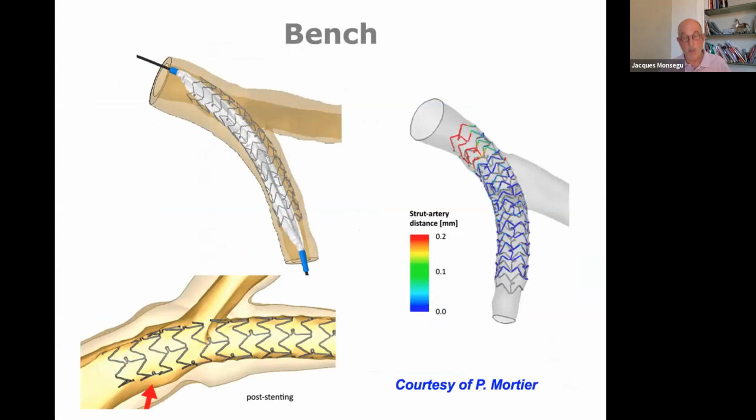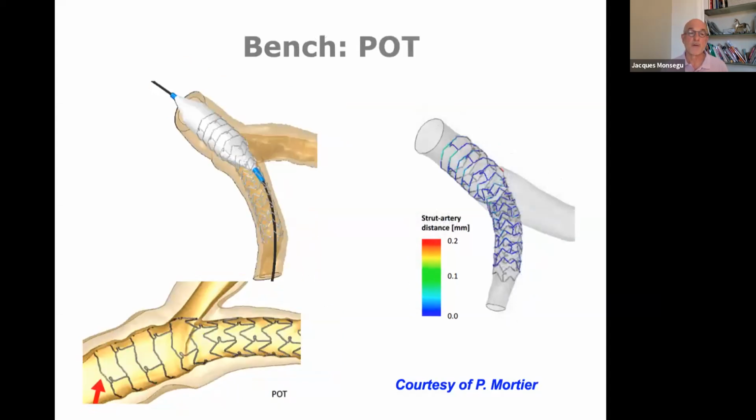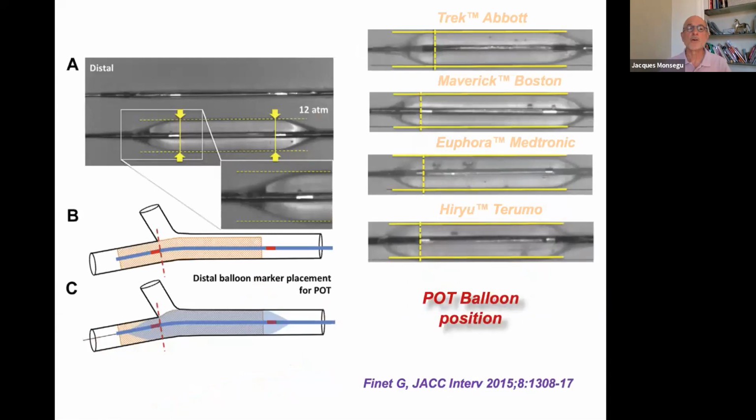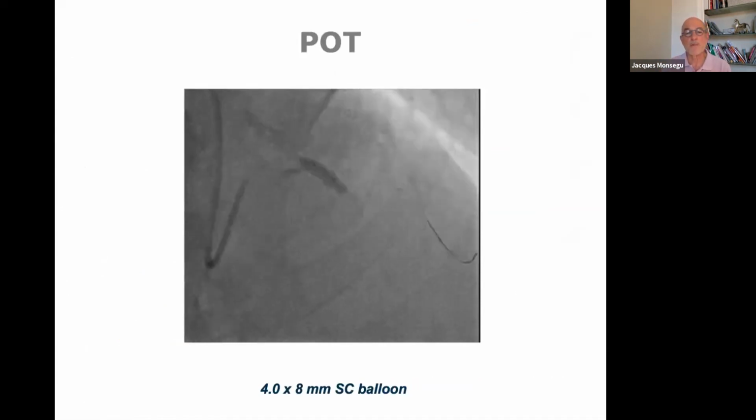So this is what we can see on the bench. You see after the implantation of the stent, we have a malapposition in the proximal part, and after the POT, we have a very nice apposition, and we open the stent toward the diagonal branch. Of course, it's very important to take care that the position of the balloon must be just on the carina, the shoulder of your balloon just in this position. And be careful, because all the balloons are not equivalent, and the shoulder of your balloon is different according to the different balloon technology. So this is the POT that we perform with a semi-compliant balloon of 4.0 millimeters.